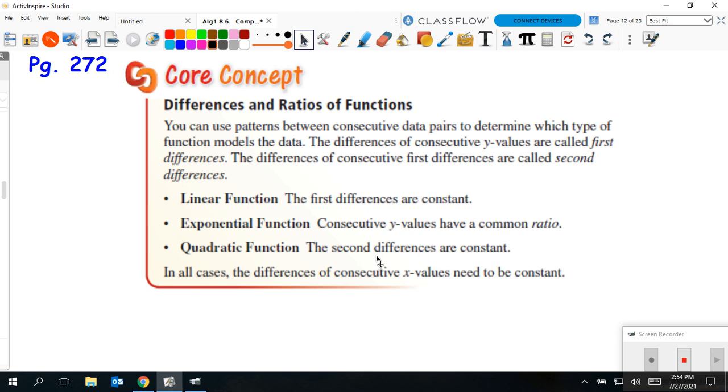If it doesn't have a common first difference, then you can check it again to see if it has a common second difference for it to be a quadratic. And in all cases, it says the differences of the x values need to be constant. So we're going to be just looking at the y values to determine if it's linear, exponential, or quadratic, but what definitely needs to be true is that all our x values are going to be constant.